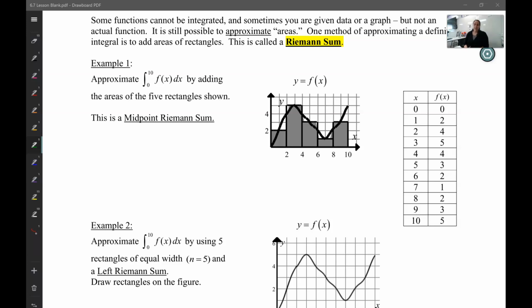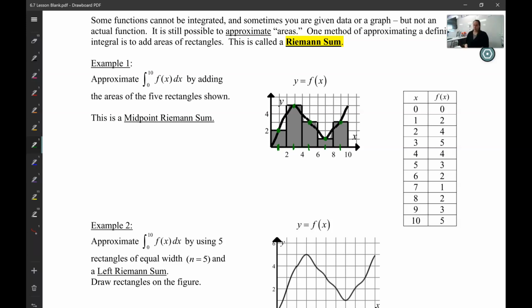Now that we know what a Riemann sum actually is, let's go through and do some problems. Here's example number 1. Here's this graph, this equation right there. I want to find the integral from 0 to 10 using 5 rectangles, and it says specifically the 5 rectangles that are shown. And this is a midpoint because each of the points on the graph are at the middle of my rectangles. That's my midpoint Riemann sum.